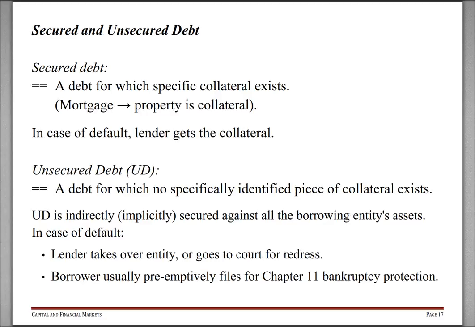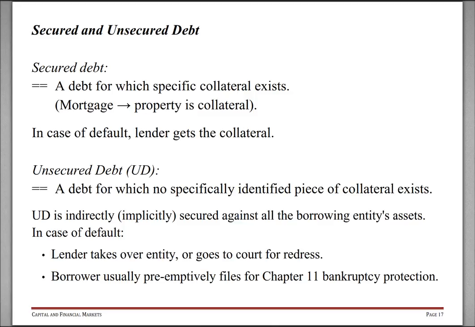Secured debt is a debt for which specific collateral exists. That's very important in real estate, many types of real estate finance. A mortgage, for example, is a secured debt instrument. The property in a mortgage is used as collateral. And the great thing about secured debt is if the issuer of the debt defaults, the lender gets the collateral. So if you default on your mortgage, the bank gets your home, for example.